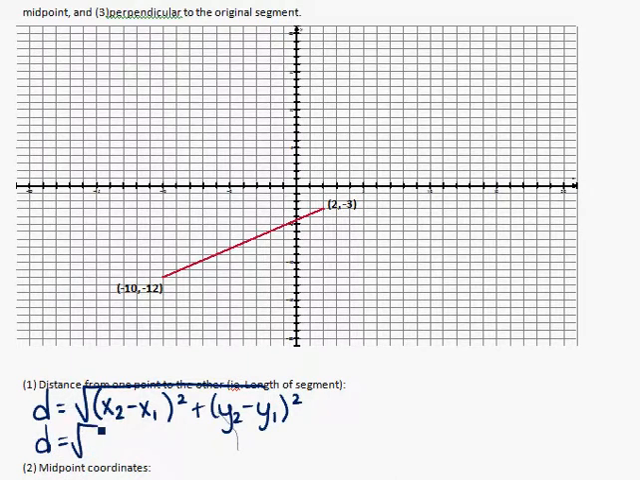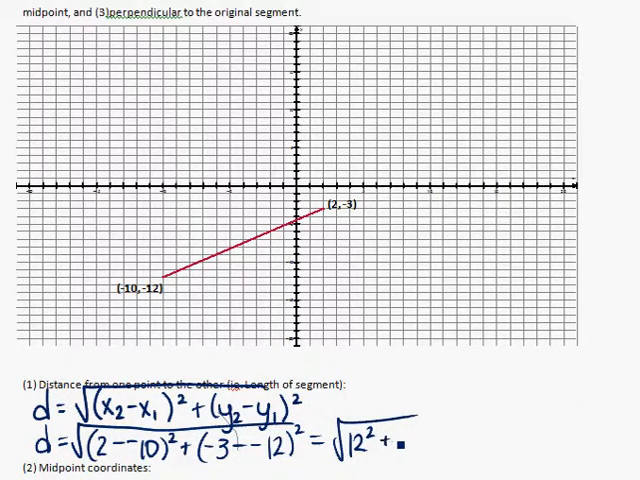Distance equals the square root of x2, which is 2, minus x1, which is negative 10, squared, plus y2, which is negative 3, minus y1, which is negative 12, squared. 2 minus negative 10 is 12, squared, plus negative 3 minus negative 12 is 9, squared. 12 squared plus 9 squared is 225, and the square root of 225 is 15. So the distance between my 2 points is 15 units.